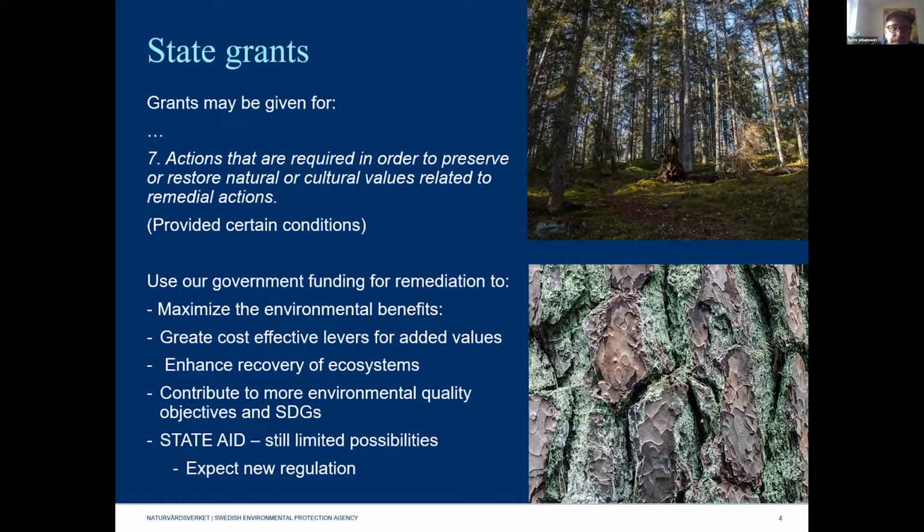So the ordinance says that grants may be given for actions that are required in order to preserve or restore natural or cultural values related to remedial actions, providing certain conditions, but it does not specify what conditions those are. So what we aim to do this year is to find a way to maximize the environmental benefits from having these state fundings, because we see that remedial actions and our funding system can function as a lever for much larger added values than only risk and contaminant reduction.